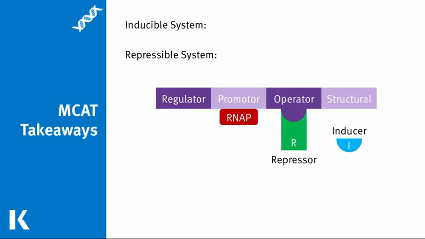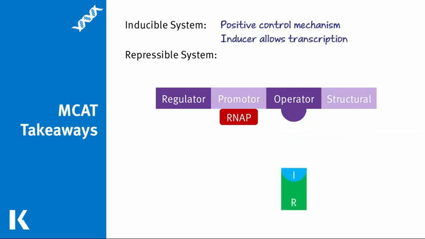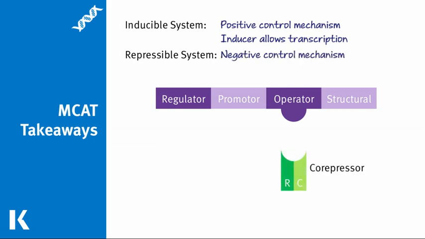To recap, inducible systems are positive control mechanisms because something is made when they're working. When more gene products are needed, an inducer comes along to bind to the repressor protein, allowing RNA polymerase to get on with its job. On the other hand, repressible systems are examples of negative control mechanisms.